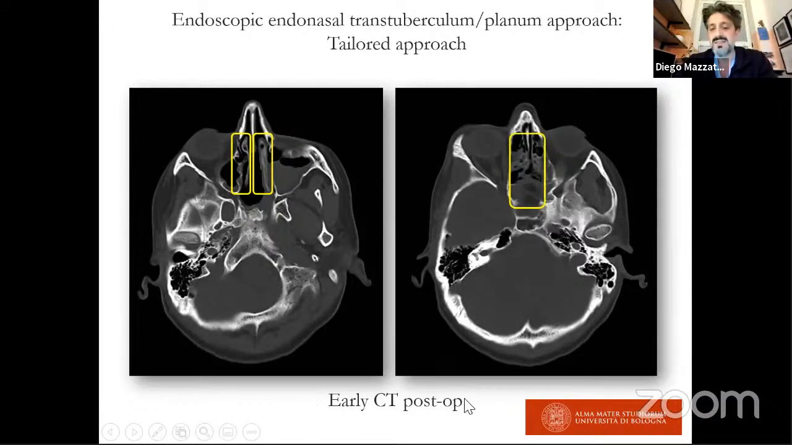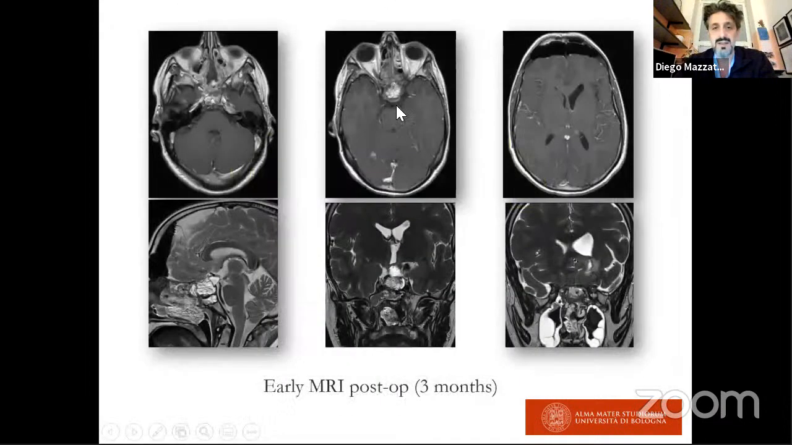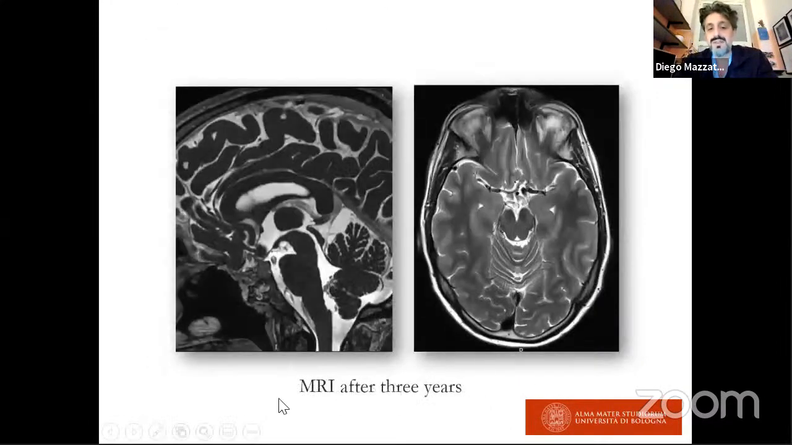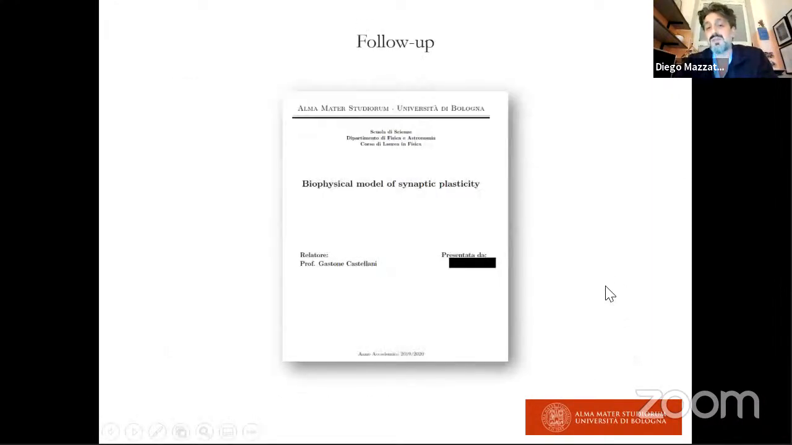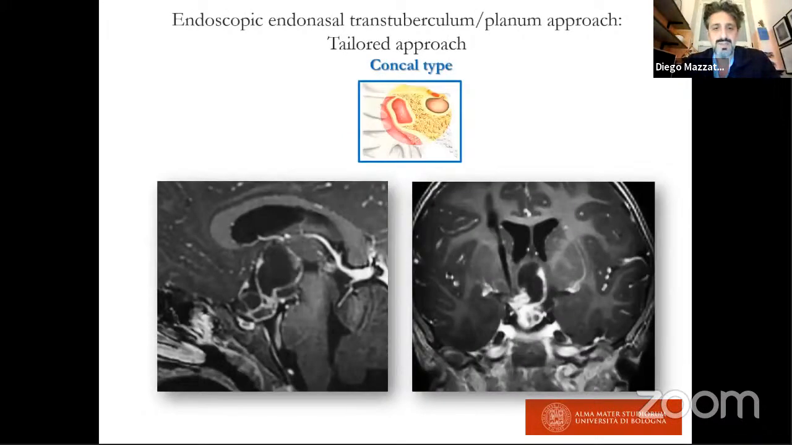This is the early post-op CT scan of this case. This was the result of tumor removal, and this is the control after 3 years. And this is the follow-up of the patient. What does it mean? It's important also the quality of life when you perform this type of surgery in craniopharyngiomas.